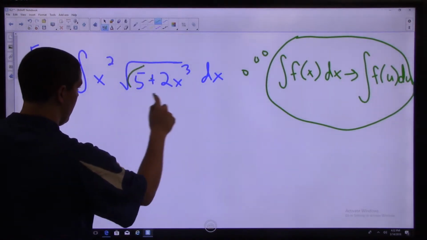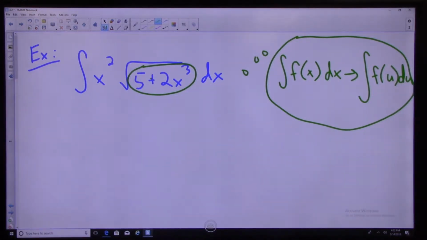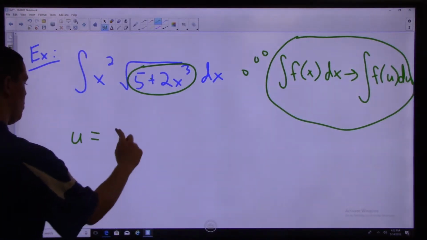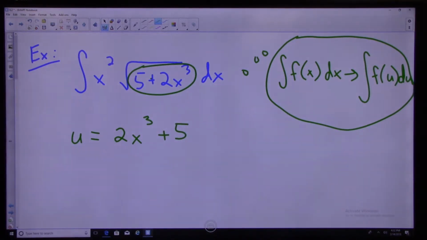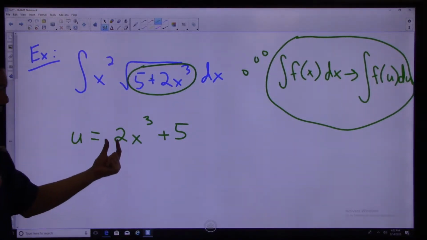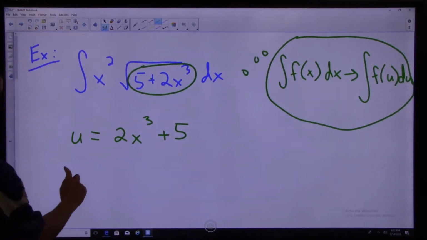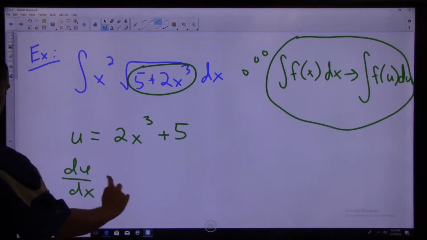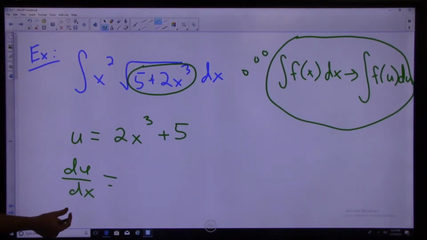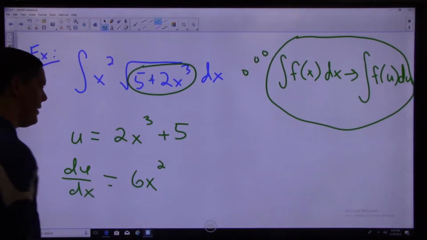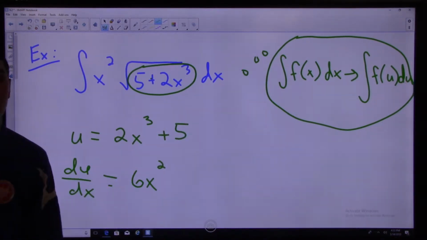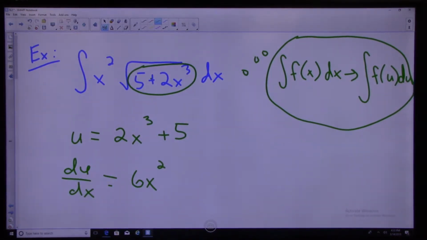So this right here is what I'm going to let u equal, whatever's under the square root. The reason for that, I'll explain as I go through. So let u equal 2x cubed plus 5. The reason I'm going to let this happen is, if you think about this, let's take the derivative of it. If I do take the derivative of this, so du over dx, isn't the derivative of u the same thing as du over dx? That's going to equal 6x squared, and then what is the derivative of 5? Well, it's 0. So really, it's just 6x squared.